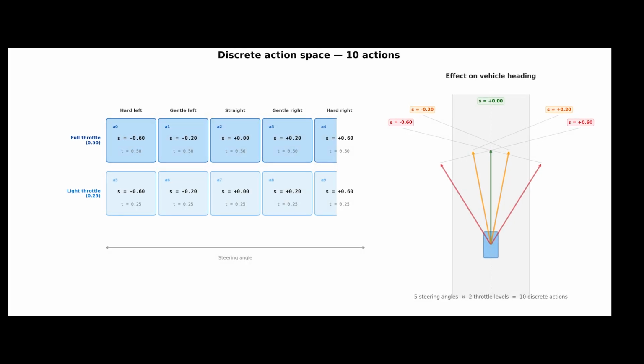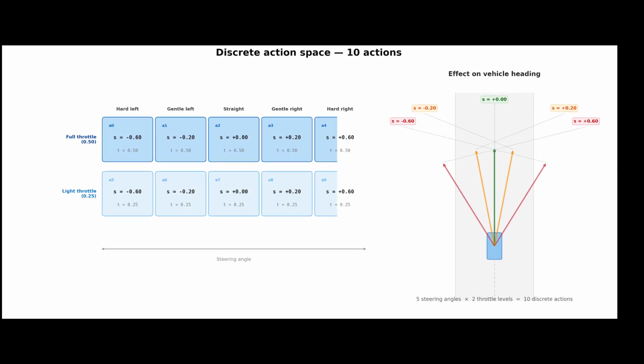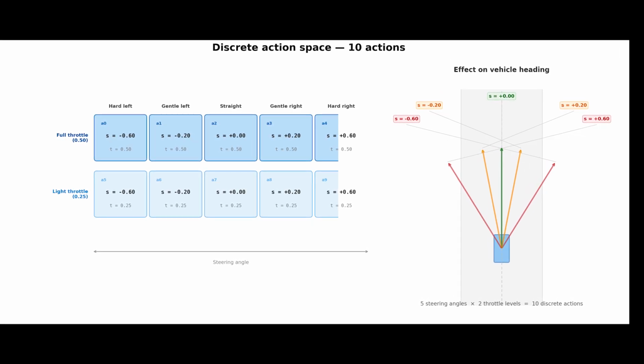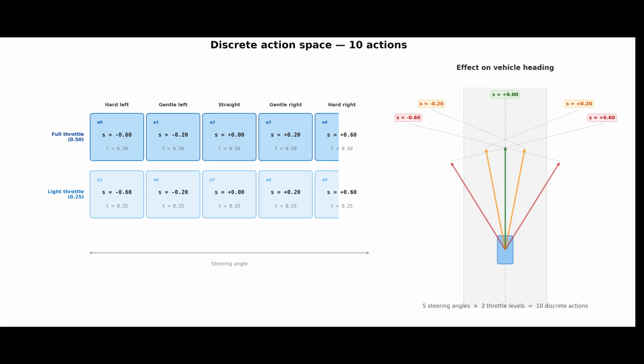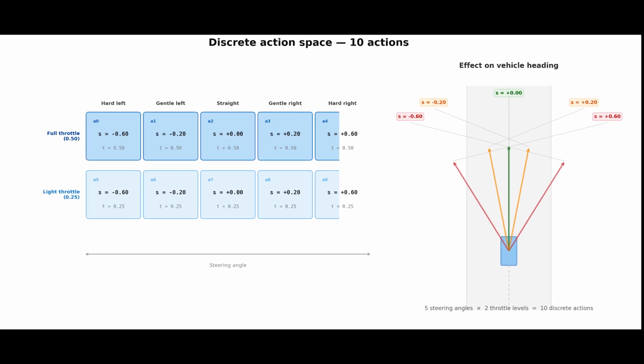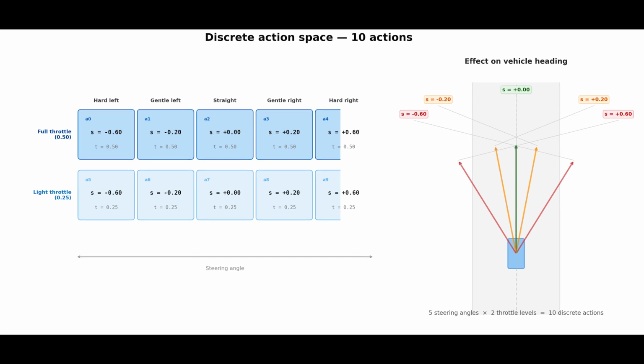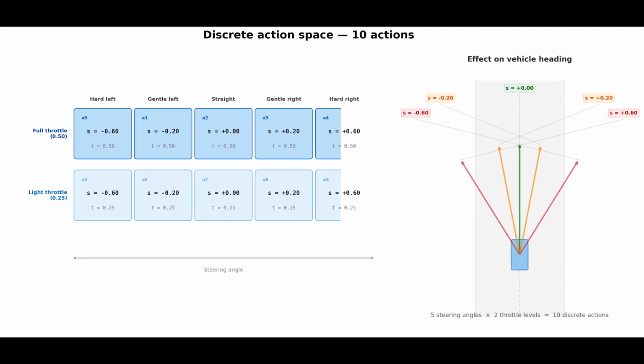The action space is fairly straightforward. The agent can only control the steering wheel position and the throttle, both in discrete steps. For each steering wheel position, hard left, straight, gentle right, and hard right, the agent can also configure a light throttle or a full throttle, thus defining the 10 discrete actions.